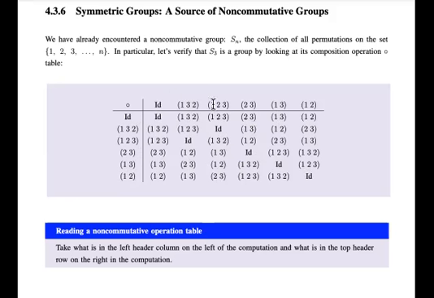Composition is associative. We have an associative operation. Notice it's also closed. You have one permutation followed by another, you get another permutation. So it's associative, it has an identity, it has inverses, and it's a closed operation. We end up getting a group.